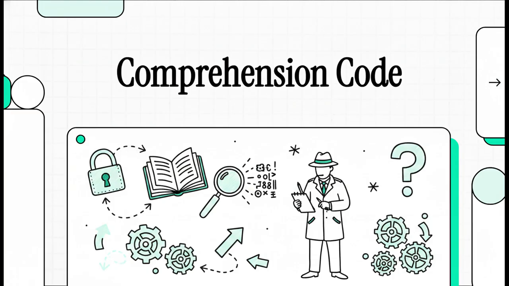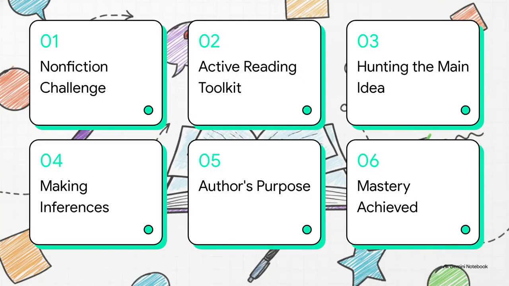So today, we're going to learn how to approach reading just like a master detective approaching a complex mystery. Here's our agenda for the investigation today. First, we'll tackle the nonfiction challenge. Second, we'll pack our active reading toolkit. Third, hunting the main idea. Fourth, making inferences. Fifth, decoding the author's purpose. And finally, case closed, mastery achieved.